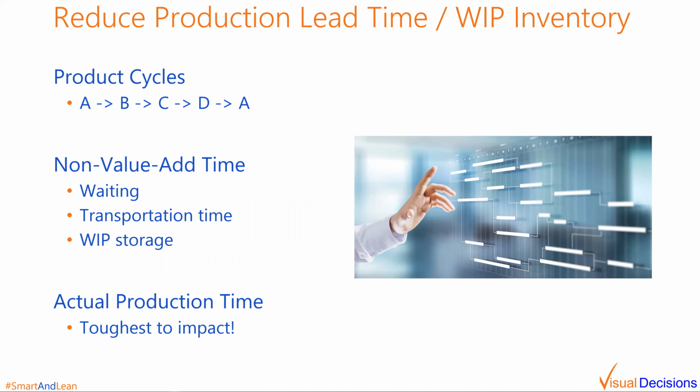So in terms of reducing the production lead time or work in process inventory, the first thing is product cycles. So if we manufacture product A and then we manufacture product B and then product C and then product D and then go back to A, how long does that cycle take us and how can we reduce that? From a non-value add time, these are things like waiting, transportation time, WIP storage. How can we identify and eliminate those from production? And then the last thing to impact would be the actual time that we spend producing the part. And that's really the toughest to impact. And generally, it's a much shorter amount of time when compared to the rest of it.